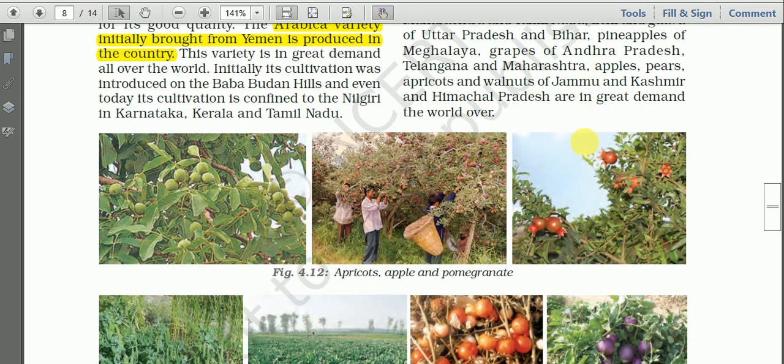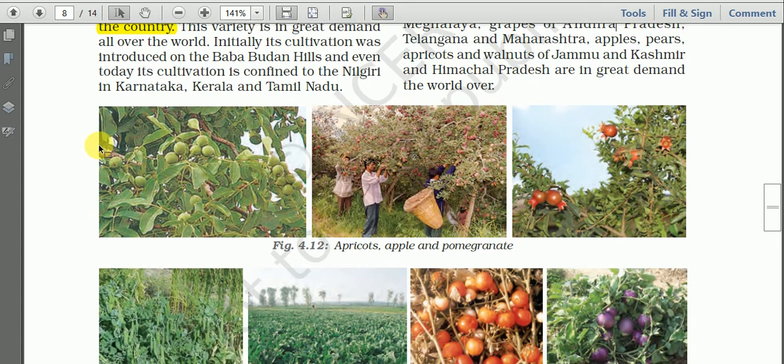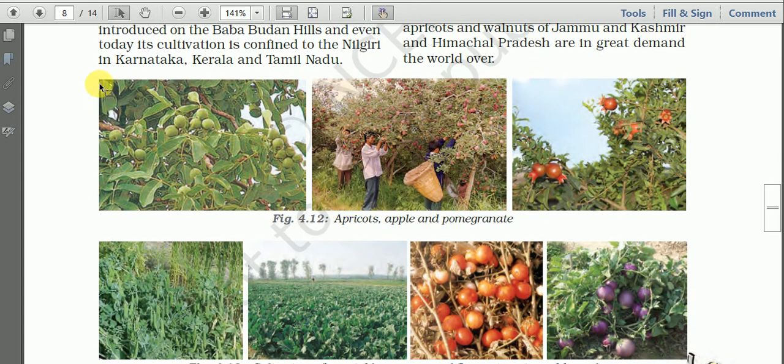In Manipur also, Tamenglong district is famous for its orange plantations. Then Ukhrul district is famous for its lemon, the Kachai lemon, which is very famous. So here we find some of these fruits. This is apricot, chumbri.